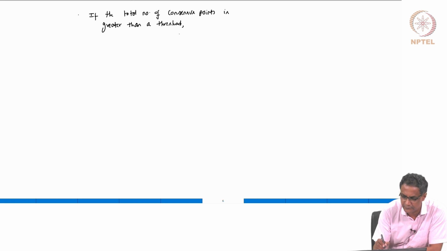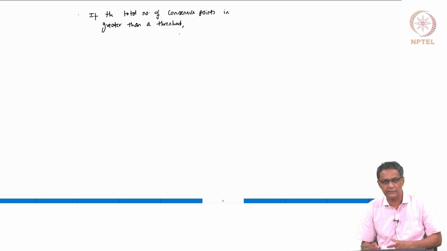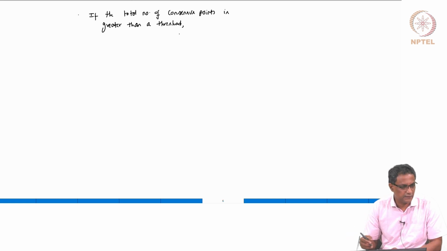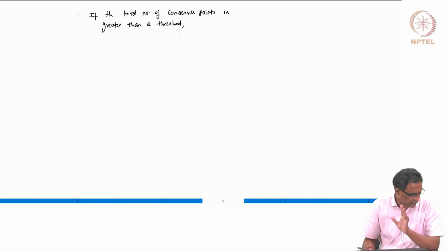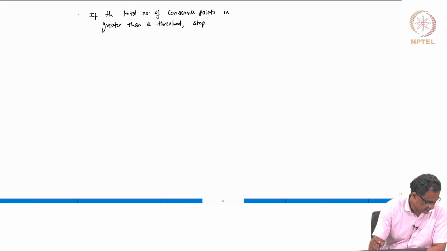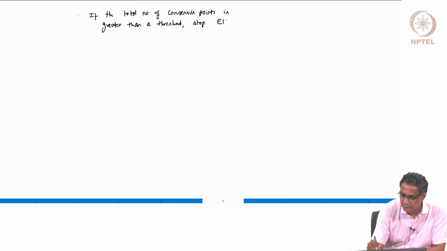Out of those points, whether you want to say that 60% of them are obeying the consensus, this kind of tolerance, then we can stop. Else continue for a fixed number of iterations.